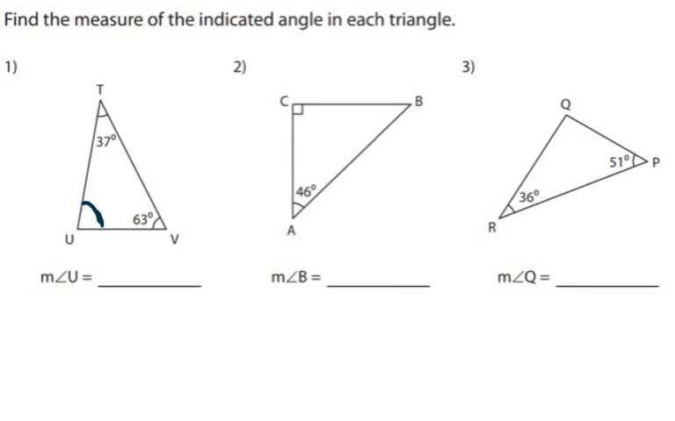So the sum of the angles in a triangle is 180 degrees. So that means that if we were to add up angle T plus angle V plus angle U, we would get 180 degrees. So in order to find what the measure of angle U is, we have to do 180 minus 37 minus 63, and that will give us our answer, which is 80 degrees.